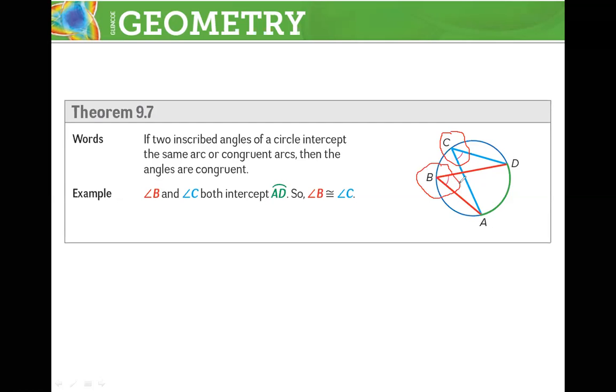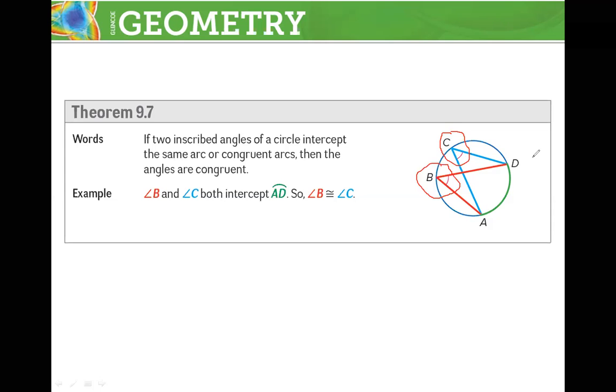The two angles are opposite to the same arc, which is arc what? AD. Yes. So the first inscribed angle is opposite to the arc AD, which is colored by green, and also the second angle, angle B, is opposite to the same arc. And this is the second theorem in the lesson.